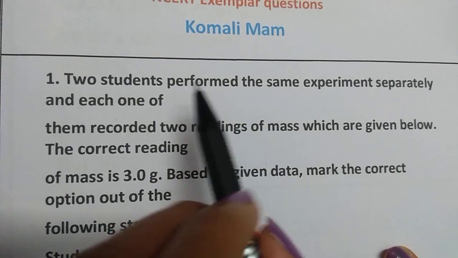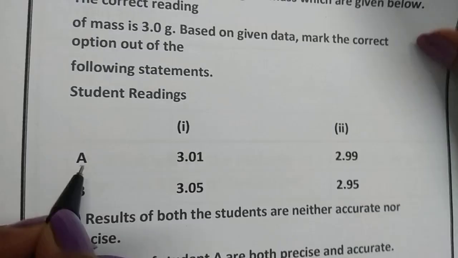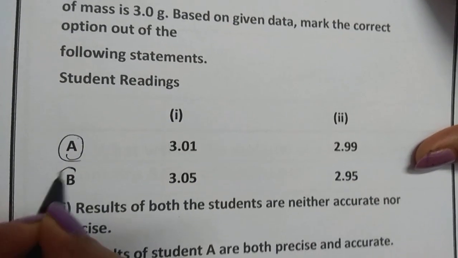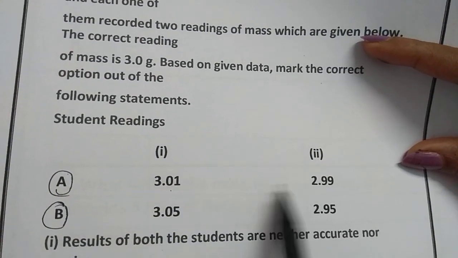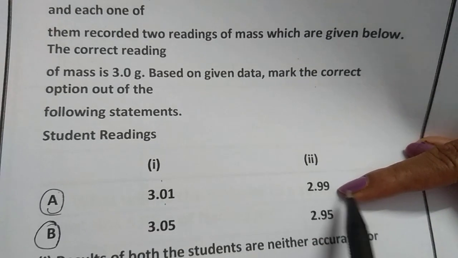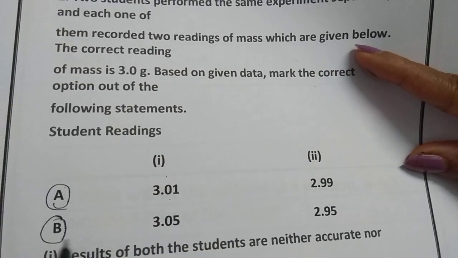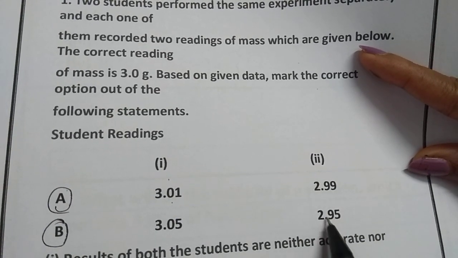Two students performed the same experiment, student A and student B. These two students performed the experiment and they got these readings. For student A, the first experiment gave 3.01 and the second experiment gave 2.99. And the second student got 3.05 in the first experiment and 2.95 in the second experiment.